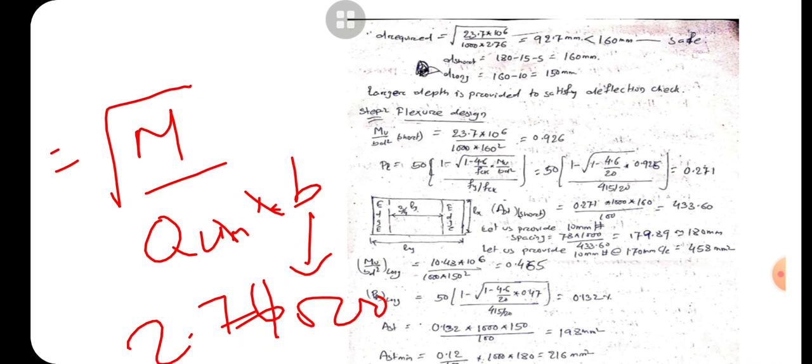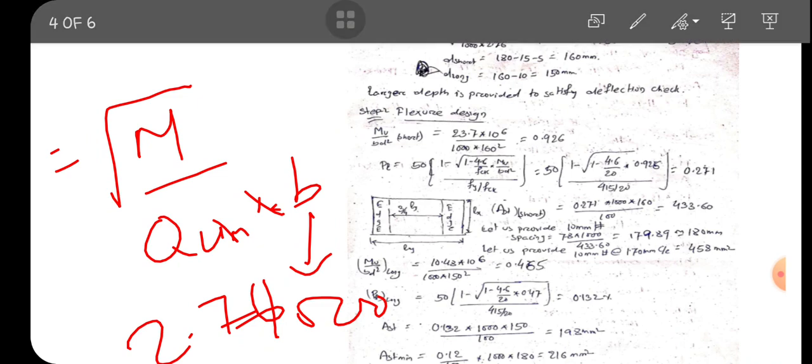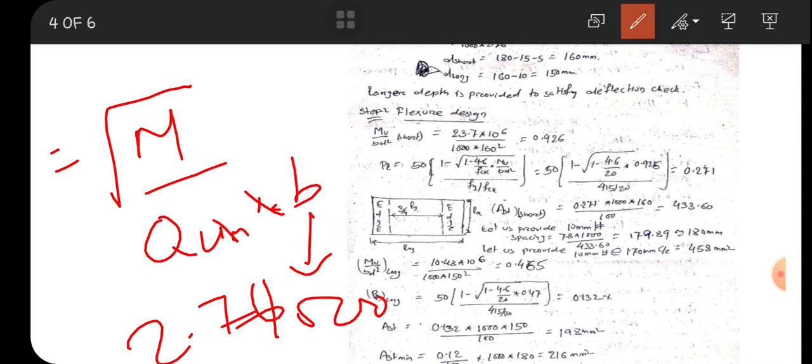Depth in short span is equal to overall depth minus clear cover minus bar diameter by 2. 180 minus 15 minus 5 is equal to 160 mm. Then depth in long span, how will we calculate the depth in long span? A little consideration will help you people understand.